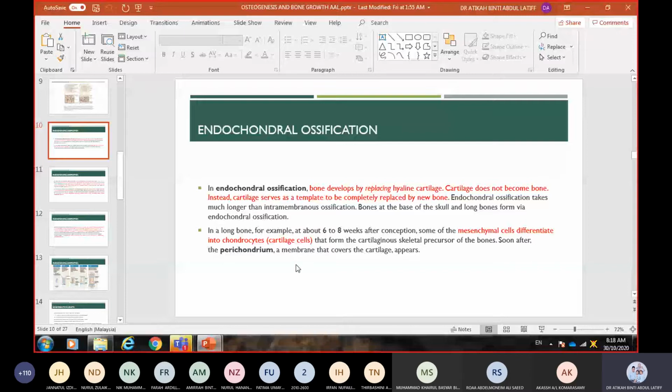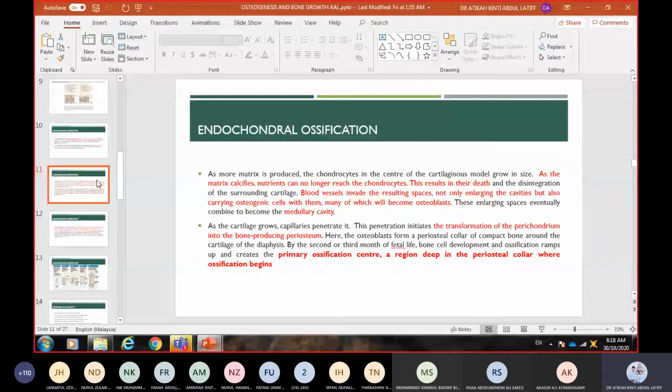Soon after, the perichondrium, a membrane that covers the cartilage, appears. So the perichondrium is formed first. More matrix is produced. The chondrocytes in the center of the cartilaginous model grow in size. As the matrix calcifies, nutrients can no longer reach the chondrocytes. This results in their death and the disintegration of the surrounding cartilage.